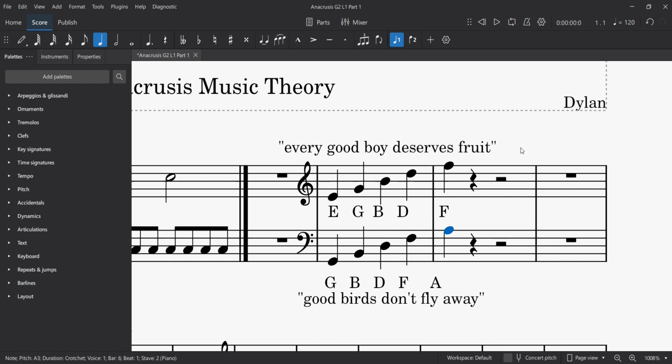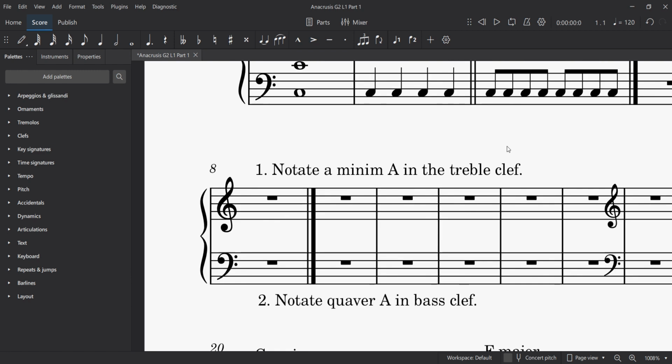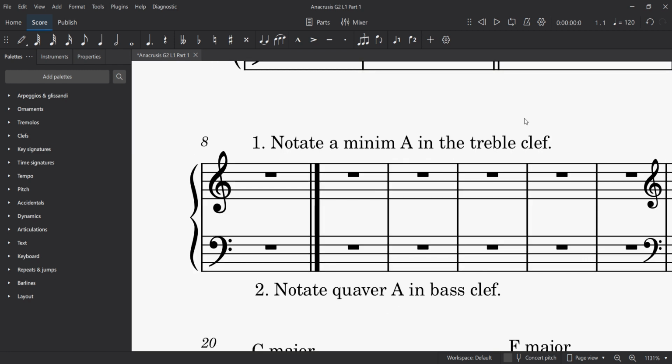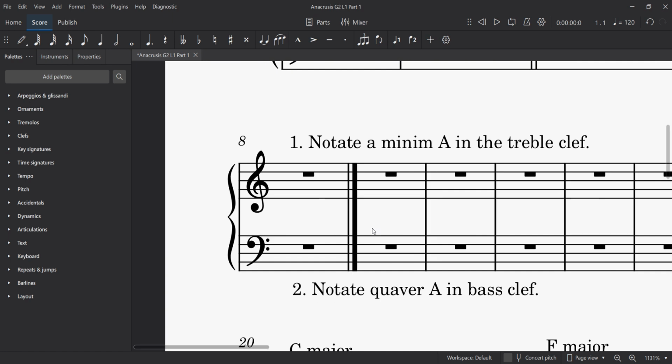Excellent. Let's do some revision questions to see if you've got it. By yourself, try notating a minim A in the treble clef. On the transcript paper, draw the clef at the start of the bar, and at the end of the first bar, draw a double bar line, like so. Don't worry about including rests. Similarly, try writing a quaver A, but now in bass clef. Pause the video now to complete this by yourself.